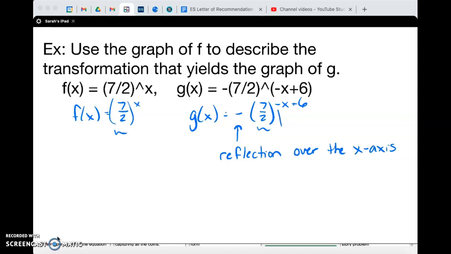Okay, what does this negative in the exponent do? Yeah, so instead of exponential growth, I have exponential decay. If I was using an actual transformation, we'd say it's a reflection over the y-axis.